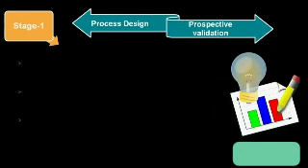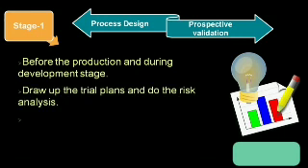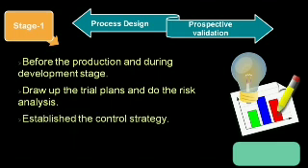Now come back to process validation. Now I correlate phase 1 with prospective validation. If you see, this type of validation is performed before production and during the development stage. So we define the process parameters and CQAs based on the knowledge gained on the process variables, draw up the trial plan, do the risk analysis and establish the control strategy. That's why it's called prospective validation. So both stage 1, that is process design, and prospective validation are very similar in terms of the work we perform.